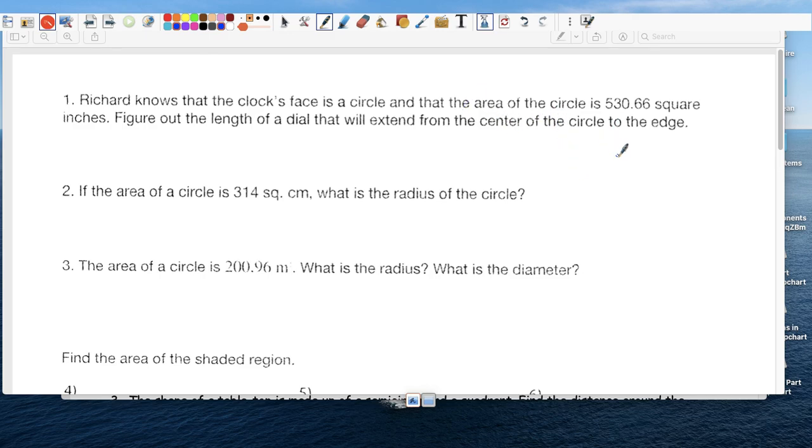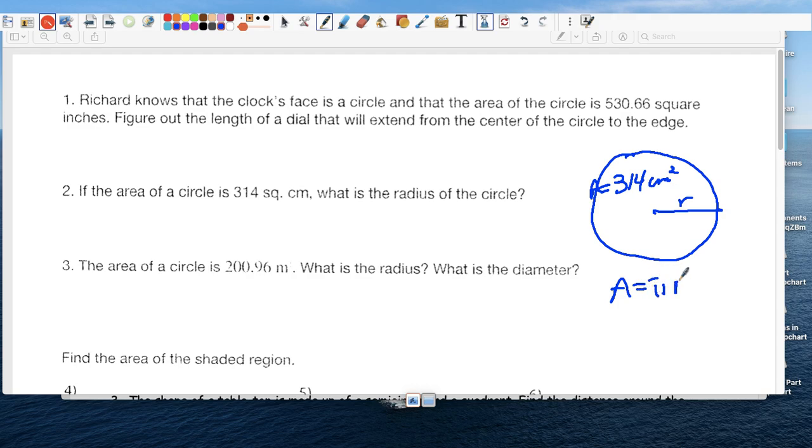Question 2, another question of exactly the same type. The area of this circle, let's see if I can draw a better circle, is 314 square centimeters. We want the radius, so A equals 314 centimeters squared, and we're missing the radius. So it's exactly the same thing. A equals pi r squared, so I might even skip some of these questions. 314 equals pi r squared, so we're going to divide both sides by pi and take the square root of both sides. So the pi goes away.